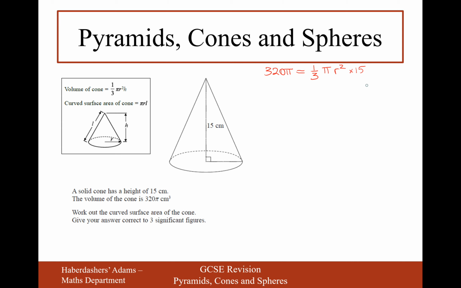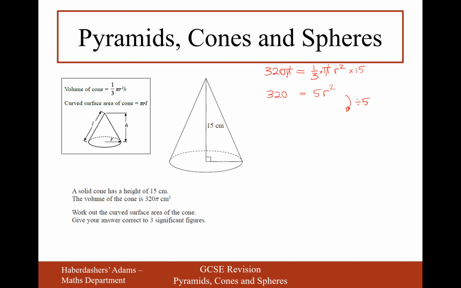Okay, so first I've set up here the volume of a cone equals the formula for the volume of a cone. The first thing I'll do is cancel out pi from both sides, and then I'll simplify the 1/3 and the 15 together. So I'll leave the 320 on the left. 1/3 of 15 is 5, so it's 5r squared. The next thing I'll do from this side to this side is divide by 5. So divide by 5 on both sides.